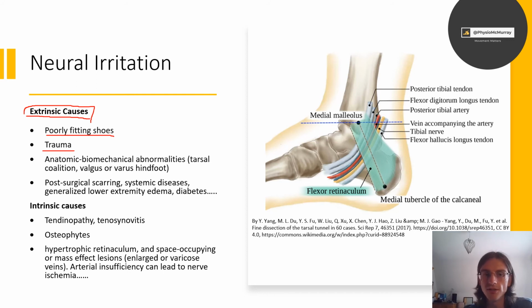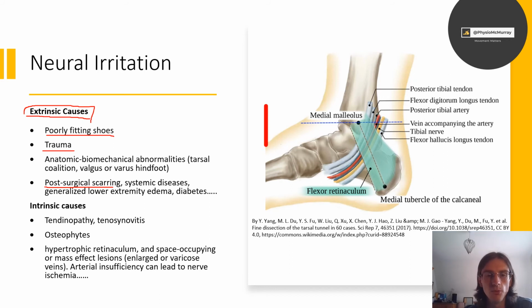And then post-surgery. If you've had surgery on your ankle, maybe you've ruptured your Achilles tendon, or broken a bone or something, the scarring that's left behind after the surgery could reduce the space in this area, and can cause a bit more compression.